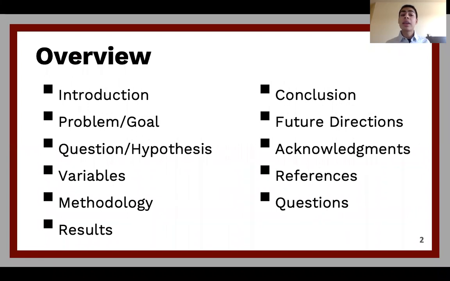So to start, I'll be giving a brief overview of what I'll be discussing throughout this presentation. I'll be starting with an introduction, then I'll move on to the problem and goal, the question and hypothesis, variables, methodology, results, conclusion, future directions, acknowledgements, my references, and then I'll leave my contact information if there's any questions that you might have.